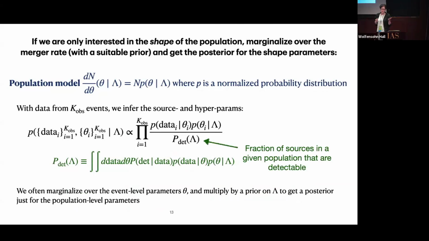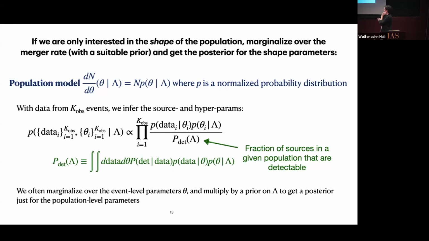Another expression you will often see for the hierarchical Bayesian likelihood is in cases where you're only interested in the shape of the population, or sometimes you can just do this for computational convenience. You can marginalize over the merger rate with some suitable prior. And if you do that, you will get a posterior just for the shape parameters.